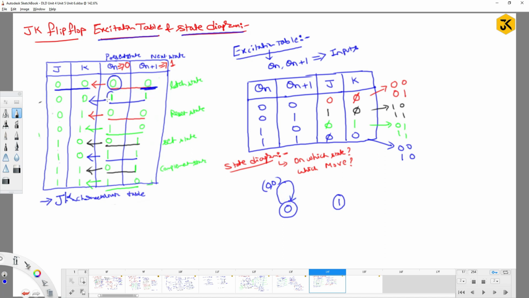If I am present at 1, if I get the inputs as 0 0, I am going to go to 1 only. So here, 0 0, you are going to move to 1. Similarly, if I am present at 0, the next state is also 0 for the input of 0 1. Input of 0 1 means that if I am present at 0 and I get the inputs as 0 1, I am going to stay at the same state. I am not going to move to the other state, right?